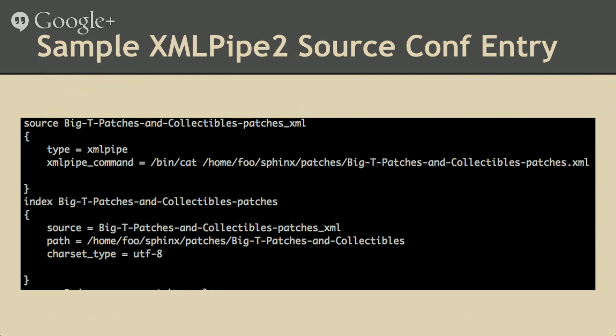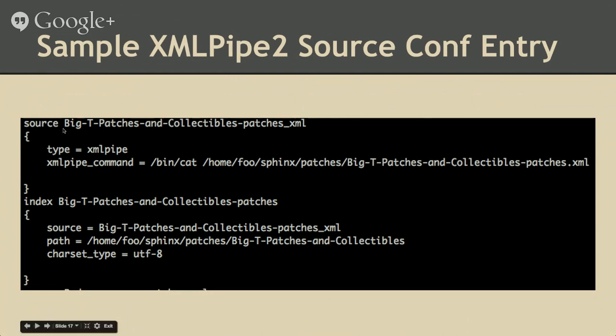It just needs the contents of that XML file somehow. It doesn't necessarily know how to go in and open the file and read it, but whatever this command is, it'll take the standard output of that and suck it in. So here I'm just catting the file, and this is actually very fast. It works really well.